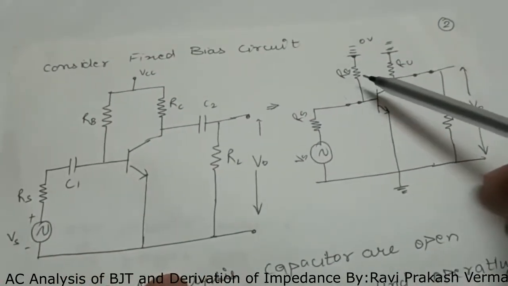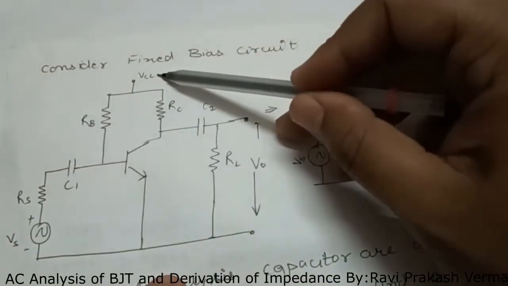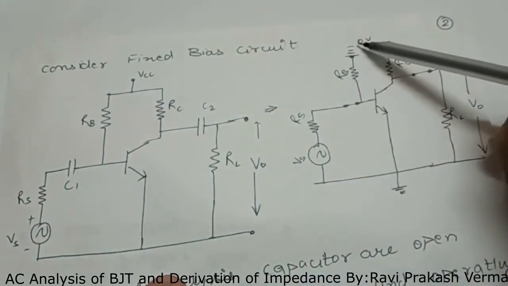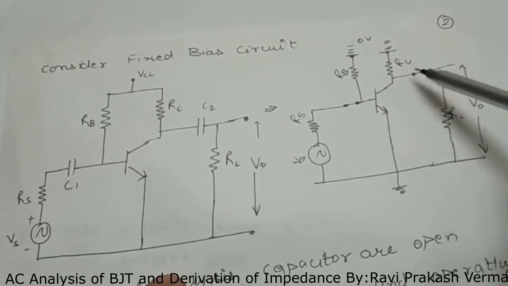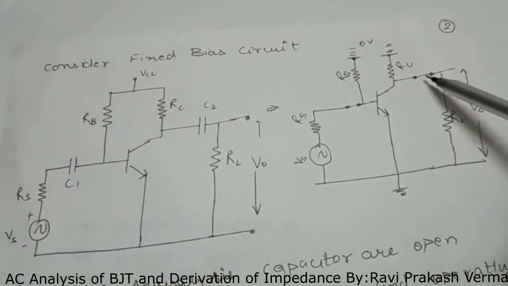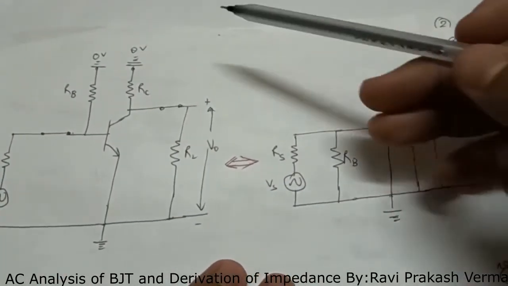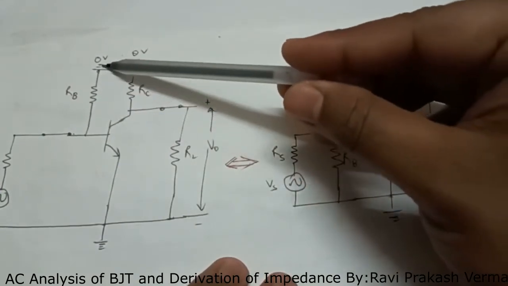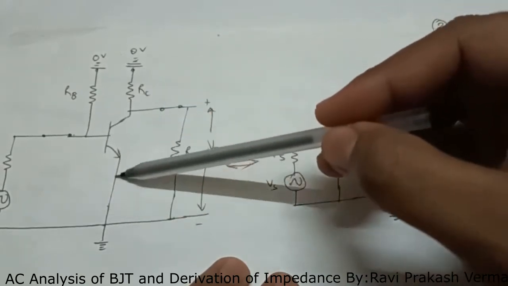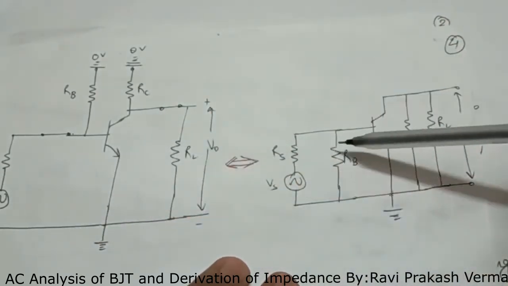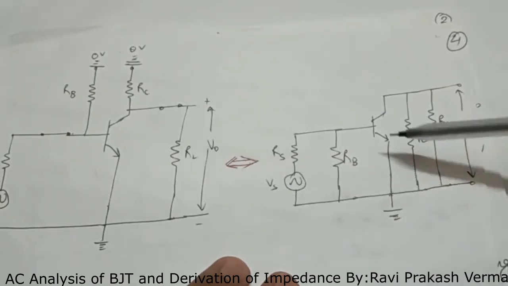So this circuit will become this. In VCC we have put 0 volt because after VCC there is a ground. So when we short circuit, then it will become 0 volt, and C1 and C2 will also be short circuited for the AC analysis, and our circuit will become like this. This resistance RB is connected to the ground, and this node is also connected to the ground. So this resistance and this branch are in parallel, we can say. So this RB is in parallel with this emitter terminal.